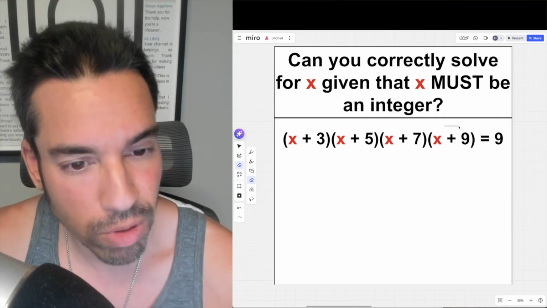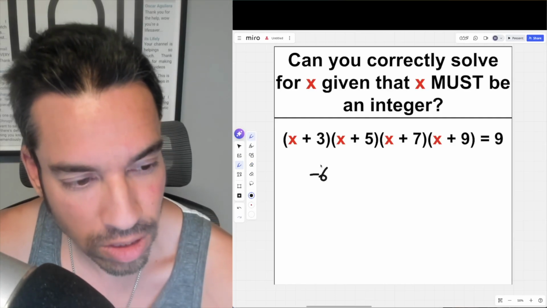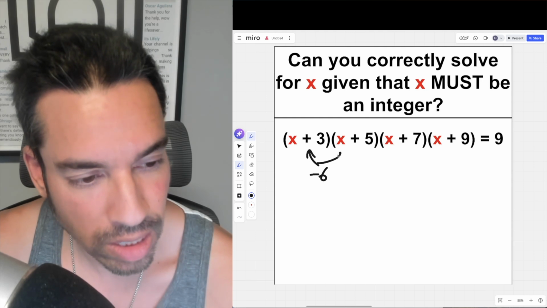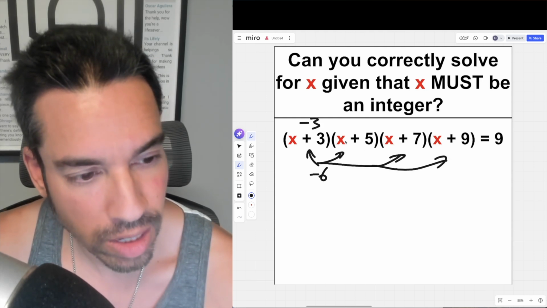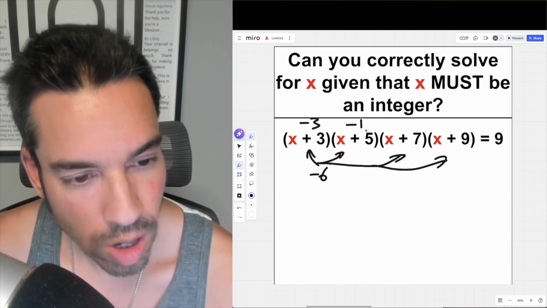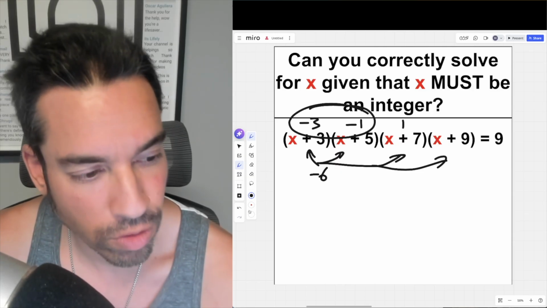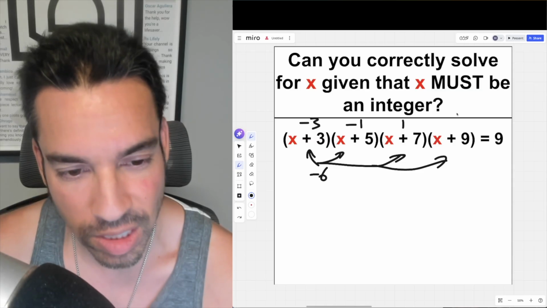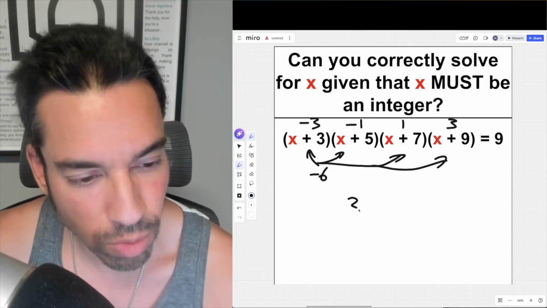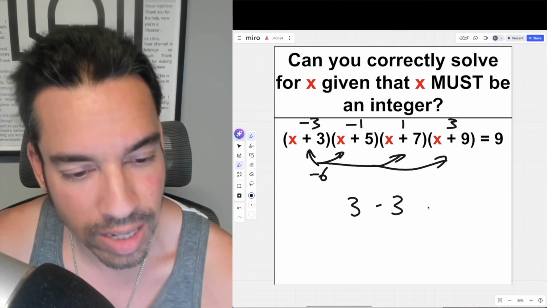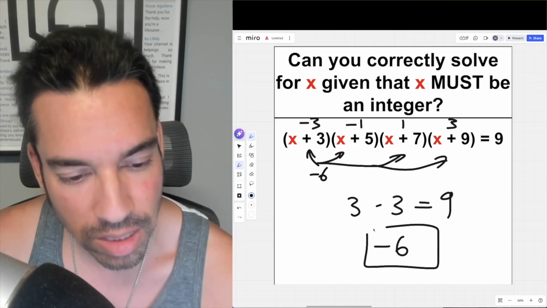Let's go deeper into the negatives. Let's try, instead of -4, let's try -6. So when we plug in -6 into all of these, let's see what we get, right? Here we're going to get -3. Here we're going to get -1. Here we're going to get +1. But the good thing is we've got 2 negatives, so those are going to cancel out. Last but not least, -6 plus 9 is 3. Look how beautiful this is. -3 times -1 is 3. 1 times 3 is 3. And 3 times 3 is 9, which means -6 is the winner.